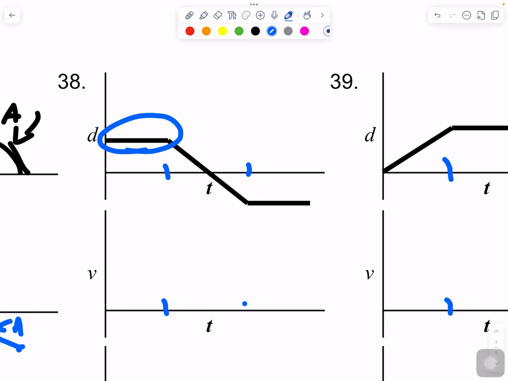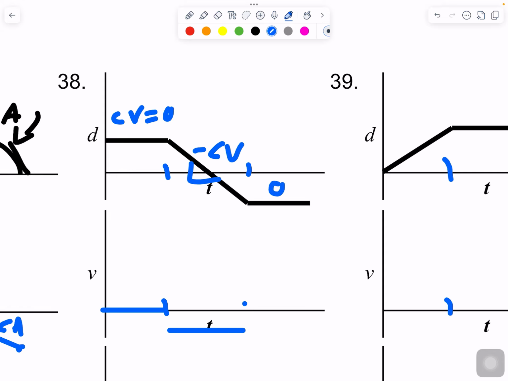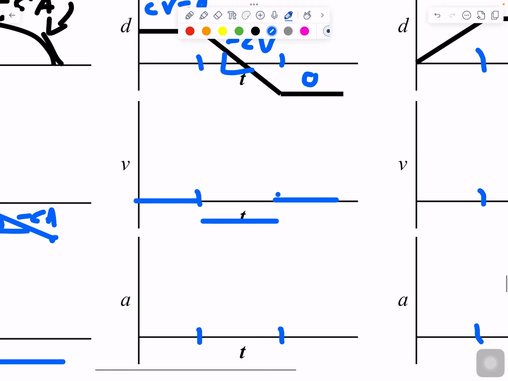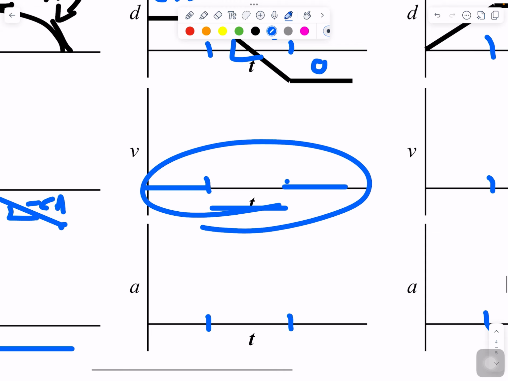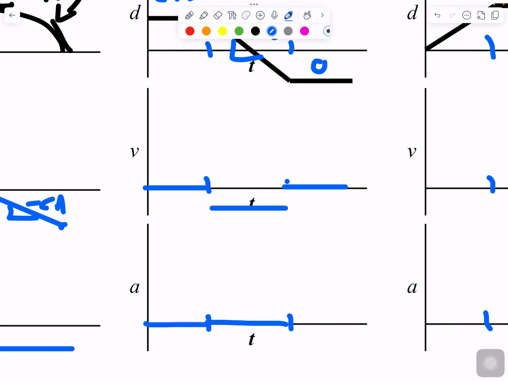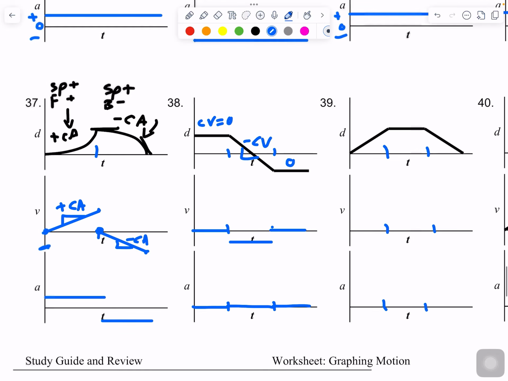Well, constant position, that means I'm what? I'm not moving. So that's 0 velocity. So 0 velocity, or you could say constant velocity of 0. This is negative constant velocity, and this is 0 velocity. So negative constant velocity, 0 velocity. All of these are showing you no change in velocity. So it's 0, 0, and 0 acceleration all the way across.